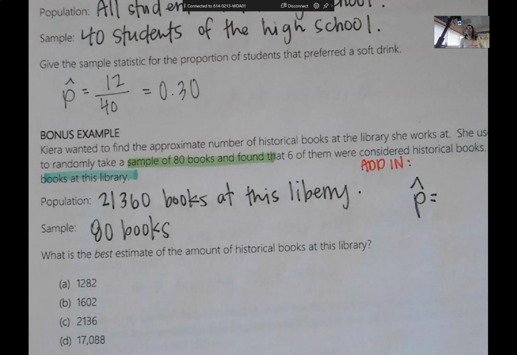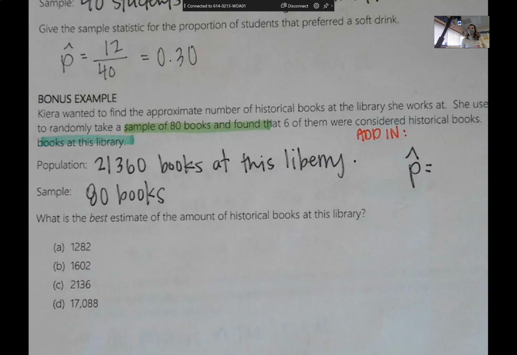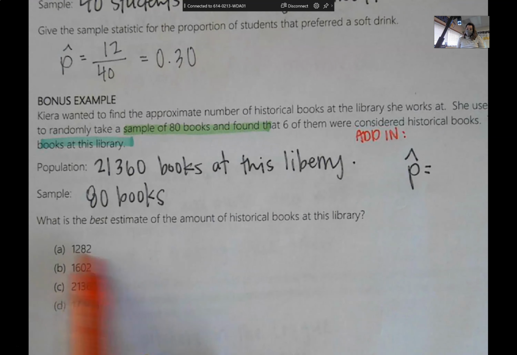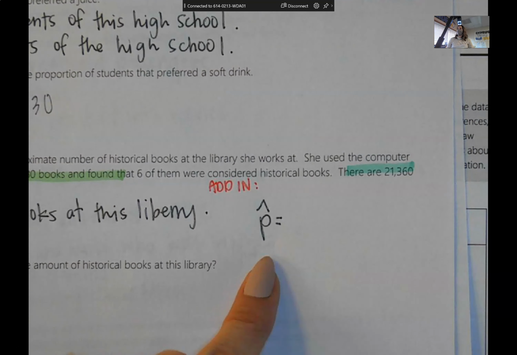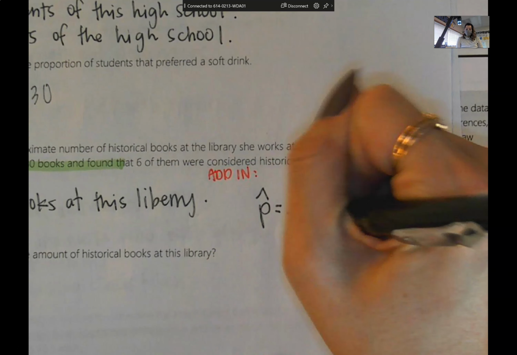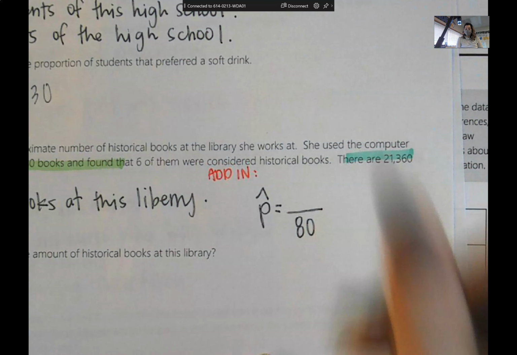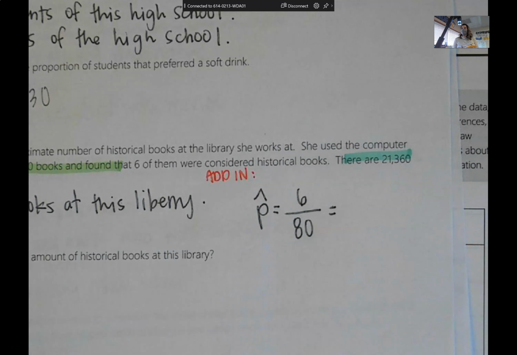Okay, the bonus example requires you to find the sample statistic. So your population is the 21,360 books at this library. The sample is 80. What is the best estimate for the amount of historical books? Well, the first thing that we have to do is find the percent of books that are historical. So out of the 80 that she looked at, 6 were historical. So we're going to change that to a percent.